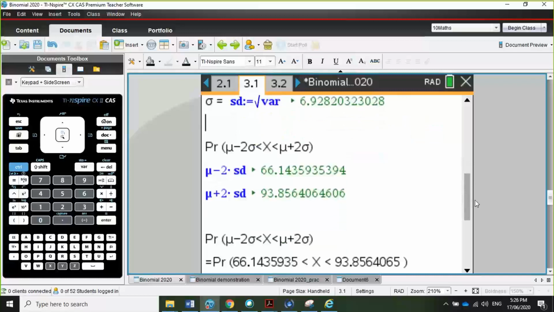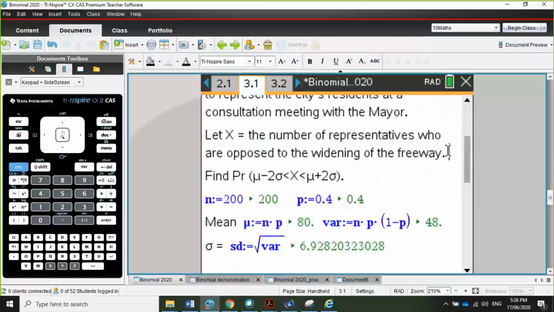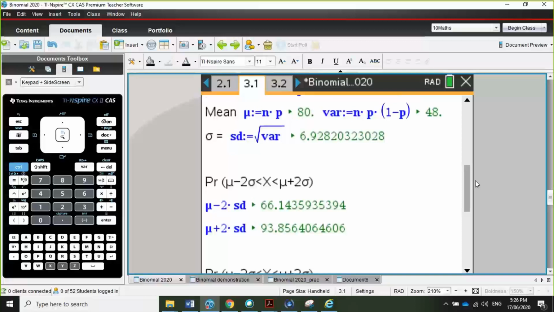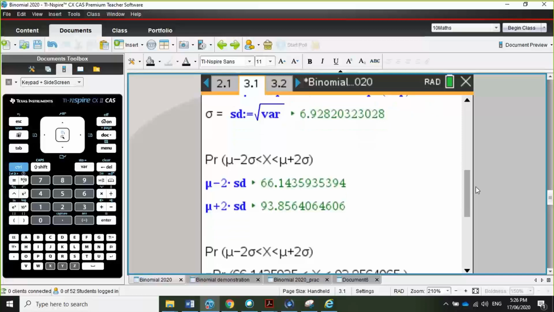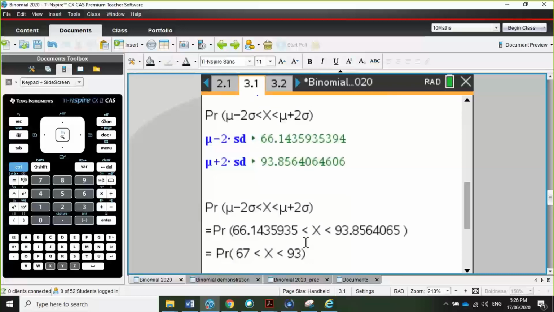So the question was asking us to find the probability that X was between these two values. Now, X is actually a number of people. If we go back to the question, X is a number of representatives. So this variable X is a discrete variable. It cannot be part of a person, okay? There's not going to be part of a person in the representative meeting who disagrees with the freeway. They either agree or they don't agree. So there'll be either 64 people who disagree or 70 people, et cetera. So in the context of this question, we would need to round those values. And just be careful with your rounding. We're rounding in because X has to be greater than 66.14, so we're rounding that up to 67, and X less than 93.85. Even though mathematically we probably would like to round that to 94, we're rounding it to 93 because X is less than that value, okay?